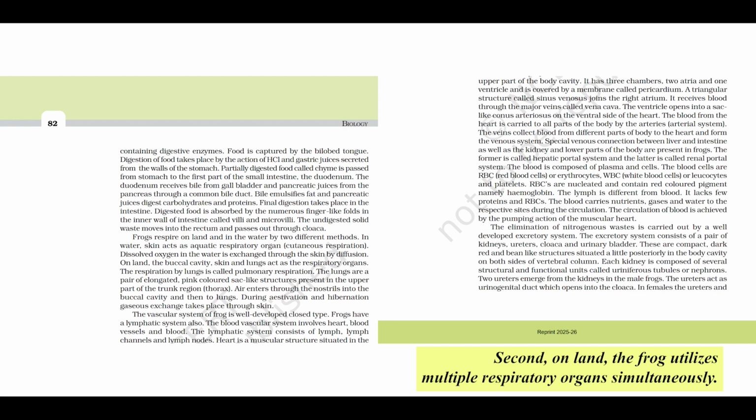Second, on land, the frog utilizes multiple respiratory organs simultaneously. The buccal cavity, the lining of their mouth and throat, the skin, and their lungs all contribute to gas exchange. However, respiration primarily through the lungs is specifically termed pulmonary respiration. The lungs themselves are a pair of elongated, pink-colored, sac-like structures, relatively simple compared to mammal lungs. They're located in the upper part of the trunk region, in what's analogous to our thorax. Air enters through the nostrils, moves into the buccal cavity where some gas exchange occurs, and from there it's pumped into the lungs. This buccal pumping mechanism helps move air.